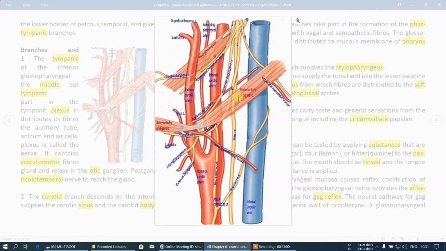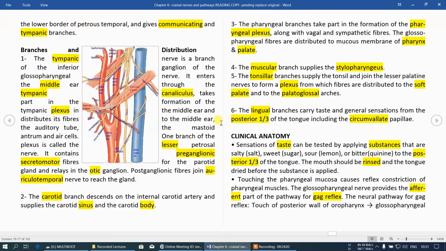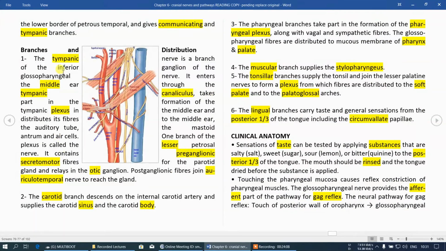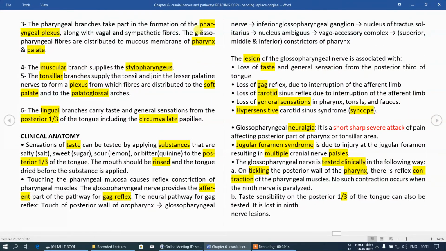So we have seen the names of the branches: the tympanic branch going to the middle ear, the carotid branch, the pharyngeal branch going to the pharynx and palate, the muscular branch going to stylopharyngeus, and the tonsillar branch supplying the soft palate and palatoglossus muscle.